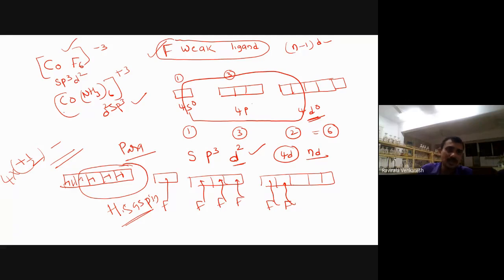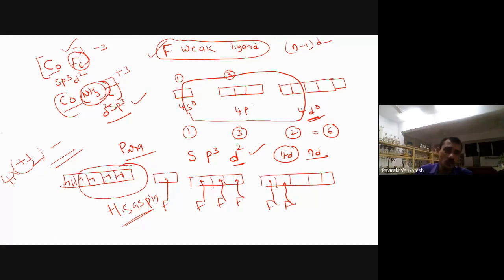Both have central metal cobalt only. The ligand is what is making the difference here. Ammonia is making the difference here. Ammonia is a strong ligand, so pairing of electrons took place, giving d2sp3. Right? Even without doing this, by seeing the ligand we can do this one.